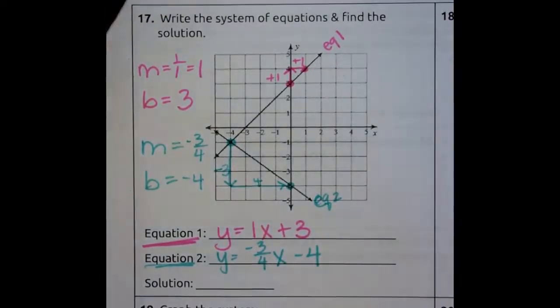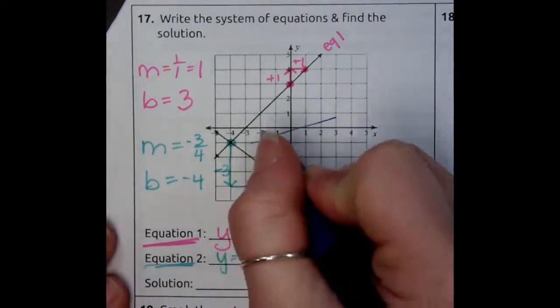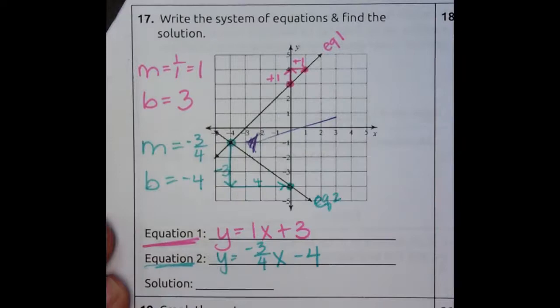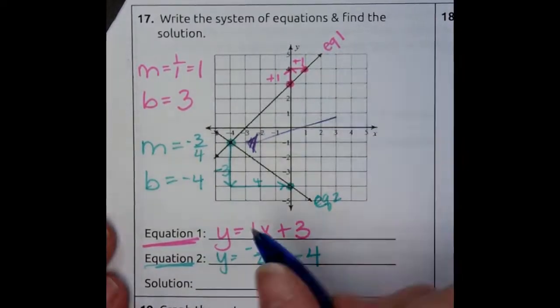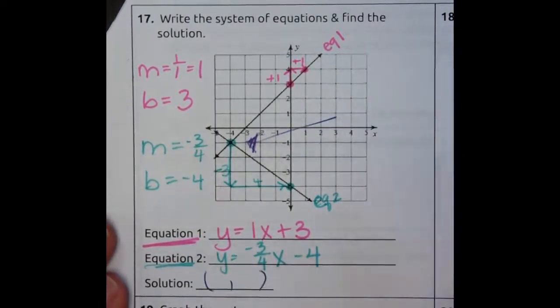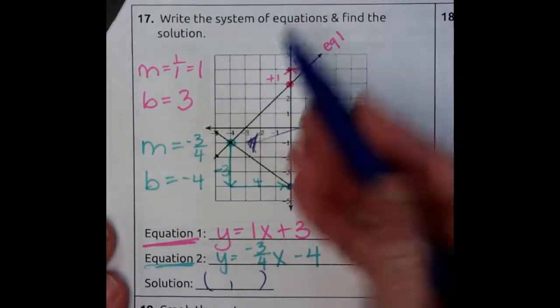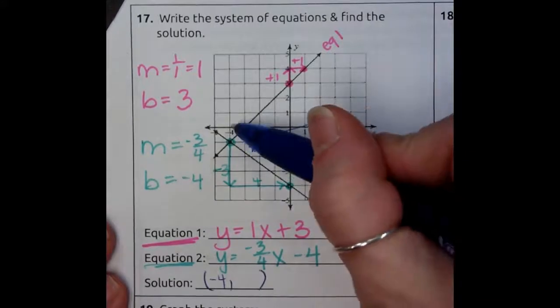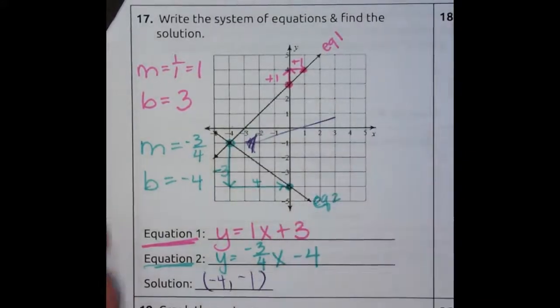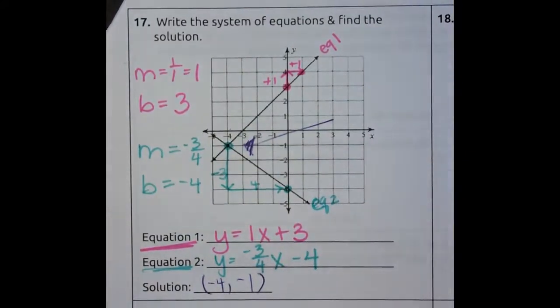The solution is just where those 2 lines intersect, and we can see that that is right there. So we need something, comma, something. So here's 0, 0, -1, 2, 3, 4. And then we go down 1, -1. All right, so that is the solution. That is where they intersect.